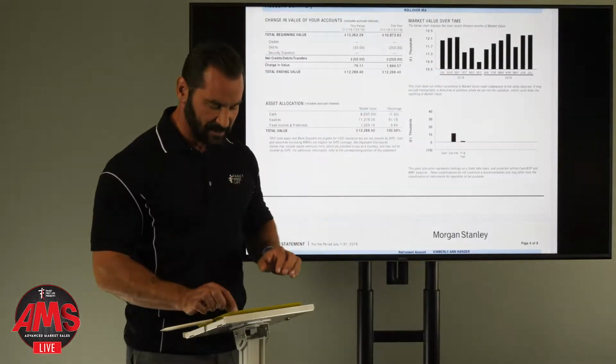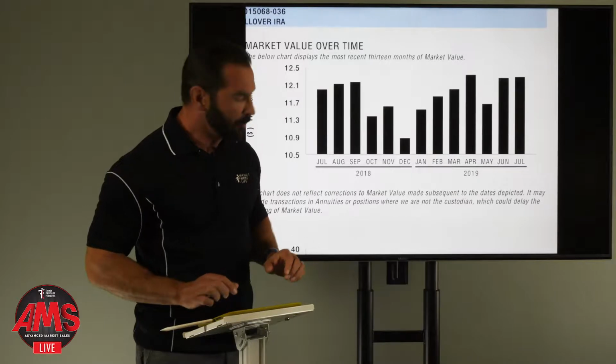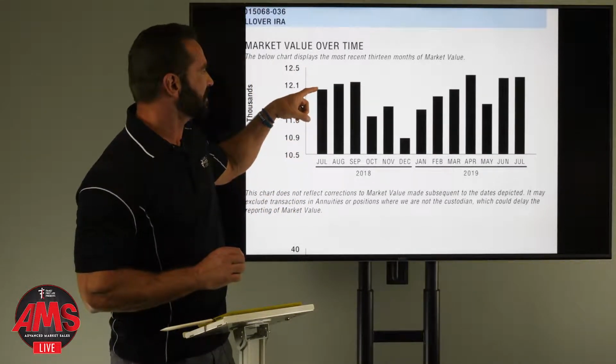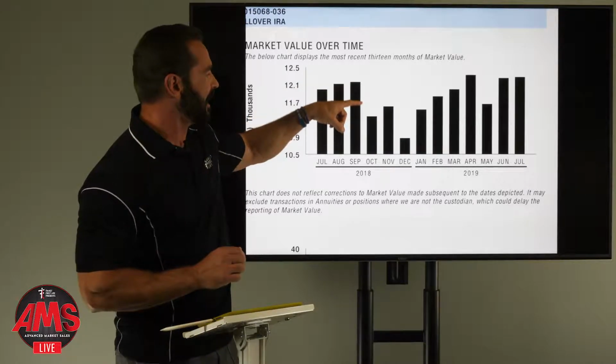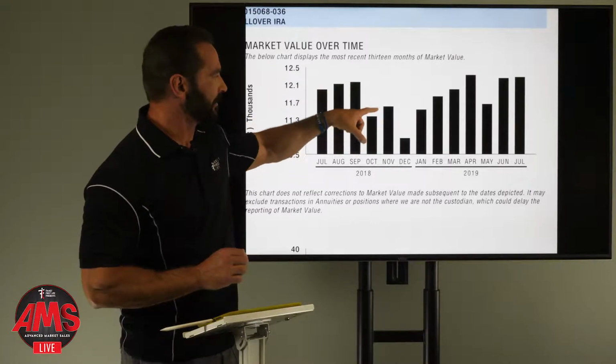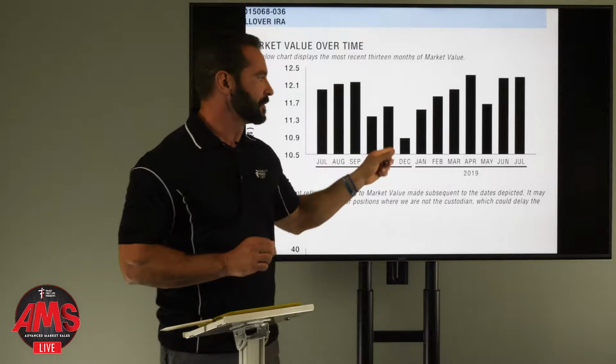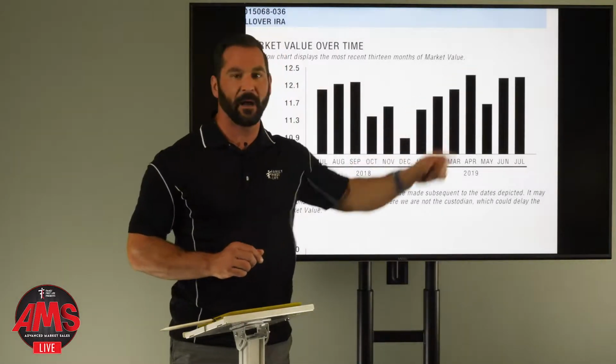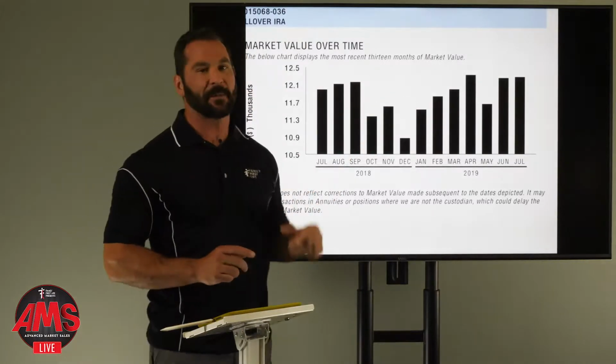And then this. Isn't this kind of scary? Let's look at this a little bit closer. Market value over time, right? Up to 12 grand, over 12 grand, almost 12.5. Now it came back down to 11.3, up December 2018, one of the worst months in the market, and then up, and then down, and then up. See, this is a synopsis of the market.